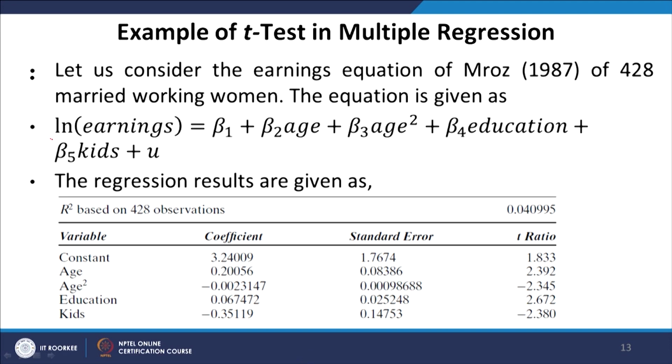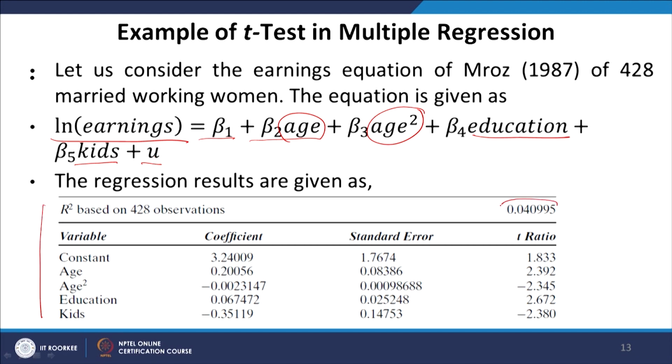So, the equation is log of earnings as a function of, of course, the constant term plus age of the women, then a polynomial or an age square term is also considered. Then we have education and the presence of kids, whether the woman has kids or not, plus an error term. This is the framework of the equation. The regression results are given as shown in the table.